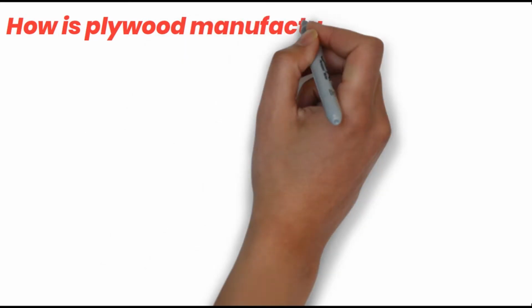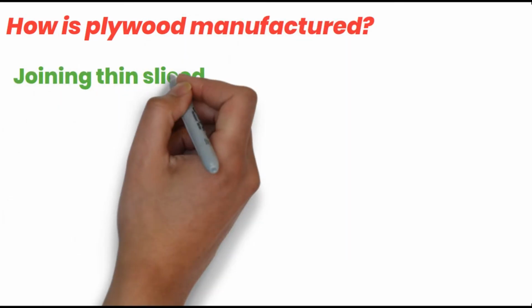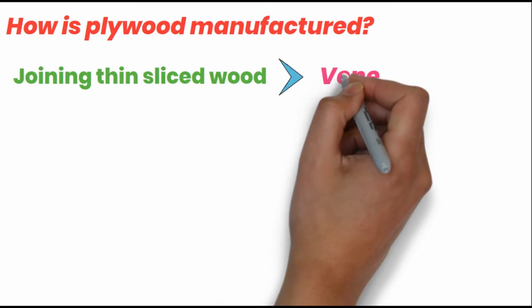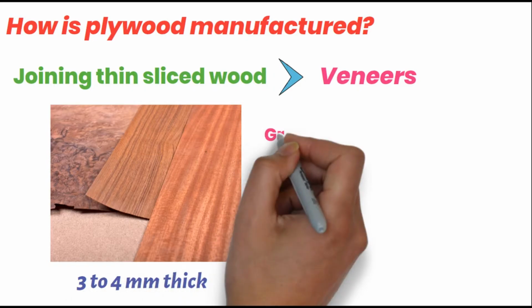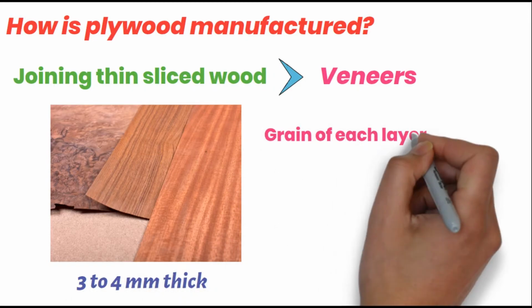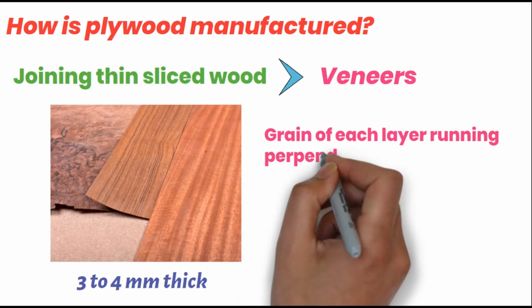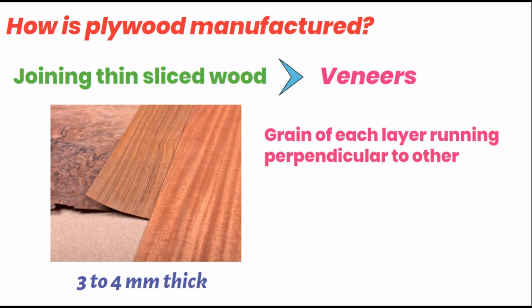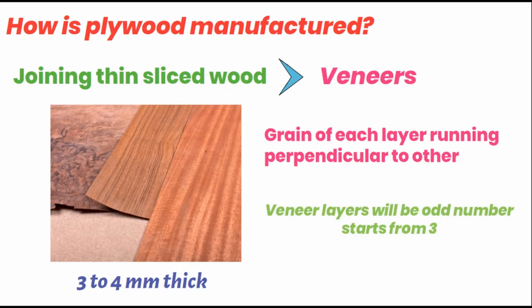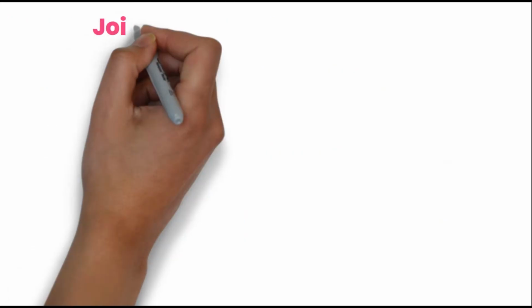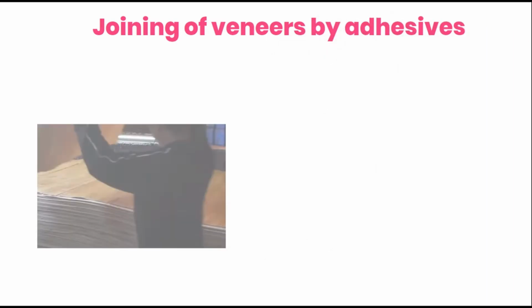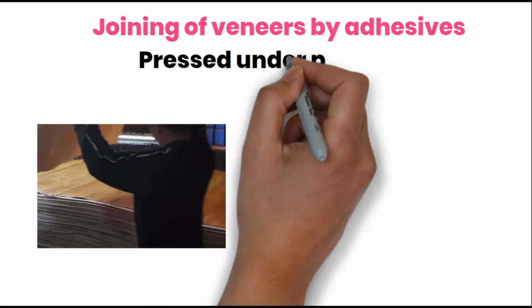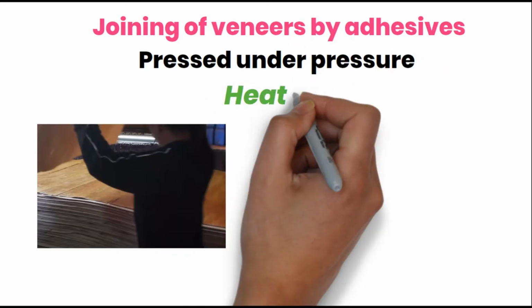How is plywood manufactured? Plywood is manufactured by joining thin sliced wood, and they are called veneers. The laying is done in such a way that the grains of each layer will be running perpendicular to the next layer. The veneer layers will be odd numbers, starting from a minimum of 3, and normally the veneer thickness will be around 3 to 4 mm. Mostly the veneers are joined by adhesives, pressed under pressure and then heated to form plywoods.